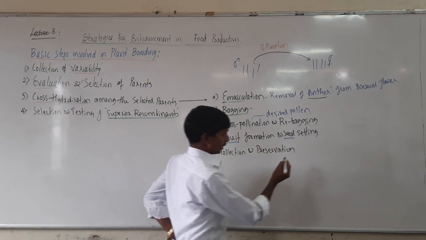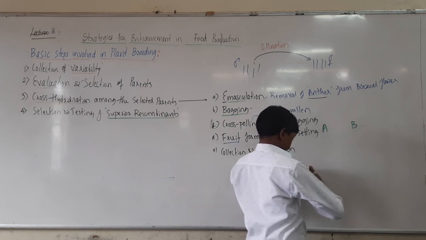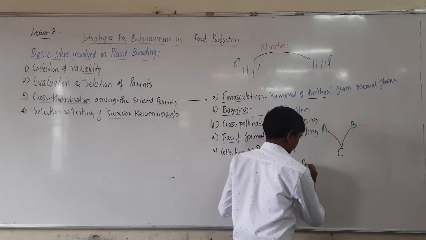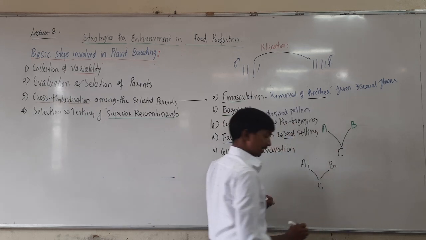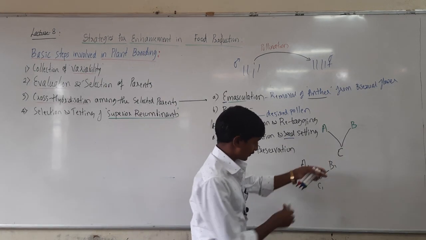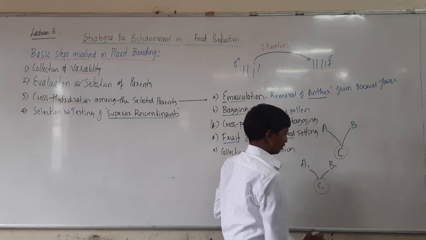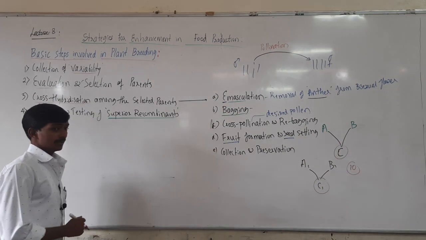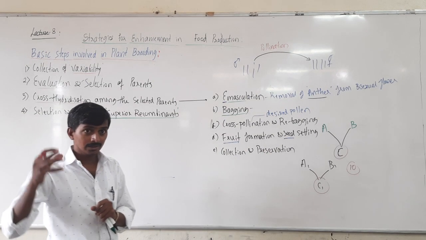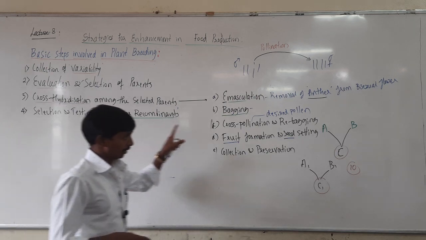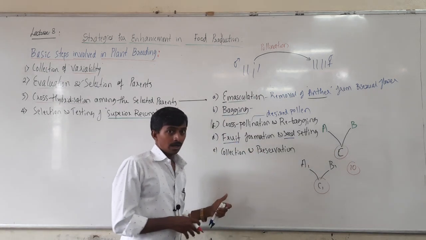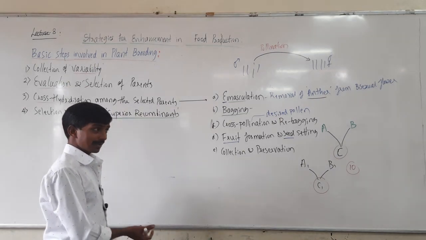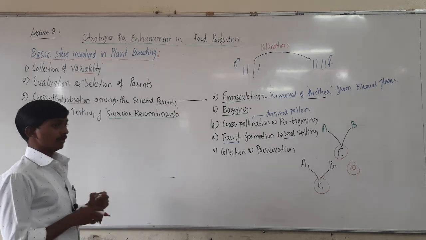I said earlier, we have crossed plant A and plant B, and we obtained the hybrid as plant C. Similarly, we might have crossed A1 and B1, giving the offspring C1. So among these hybrids, say I got some 10 hybrids. Among the 10, if you found some 5 better than the other 5, then those are called superior recombinants. You can compare, select those better ones, and those better ones are called superior recombinants.